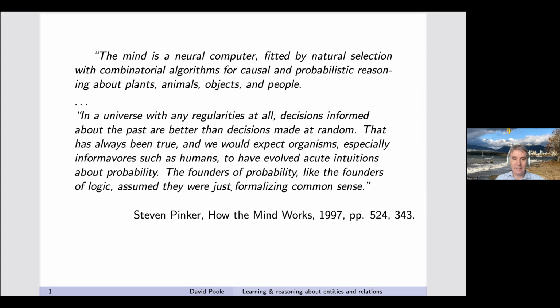I started off with this quote from Steven Pinker, and what I want to highlight here is that the mind is a neural computer fitted by natural selection with combinatorial algorithms for causal and probabilistic reasoning about plants, animals, objects, and people. If you think about much of the learning in machine learning, it's not really about plants, animals, objects, or people. It's not about things. It's about text, or pixels, or photos or videos. Whereas humans and high-level reasoning seem to be about things, and it seems very strange to me that we're not talking more about plants, animals, objects, and people.